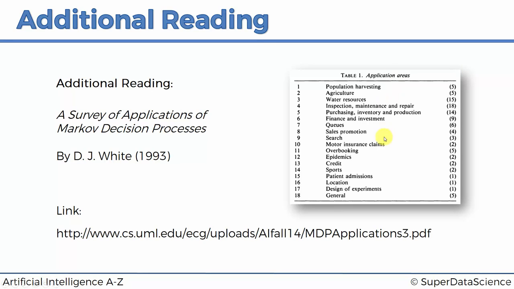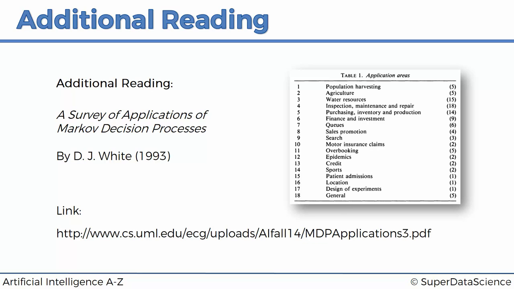Here you can see lots and lots of examples, and this is the number of examples given for each one. There are even 2 examples for sports, and epidemics, motor insurance claims, inspections, maintenance and repair, and so on. Very interesting. Have a look at that to understand that this is not just made-up, hypothetical stuff, the Matrix type of thing. This is actually a real-world scenario, so it'll give you a better understanding.